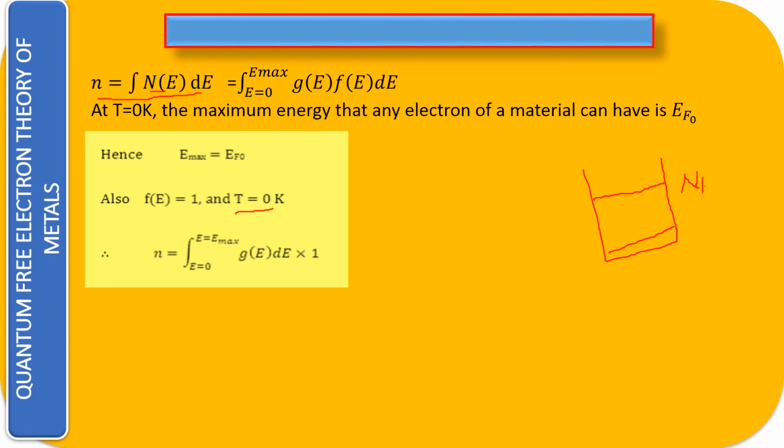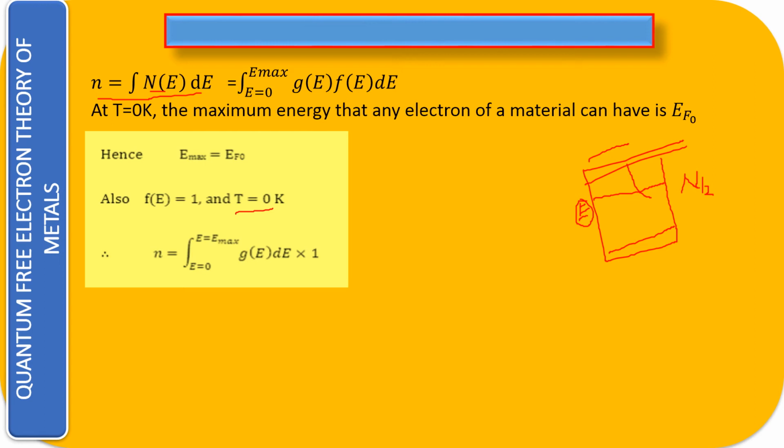So 50% of the energy states are still empty, right? This 50% is still empty, which is above this, and this is called your Fermi energy, EF. So naturally this will be your maximum value of the energy at 0 Kelvin. If you increase the temperature, then only the electrons start moving up. But here I am going to calculate at 0 Kelvin.